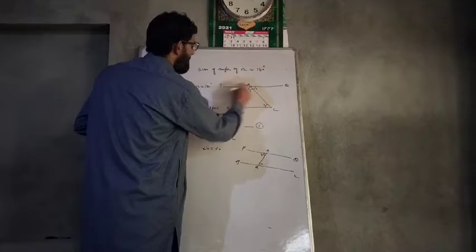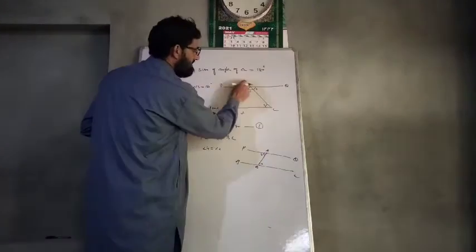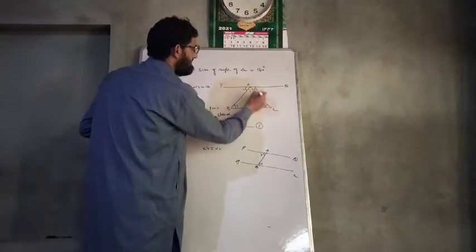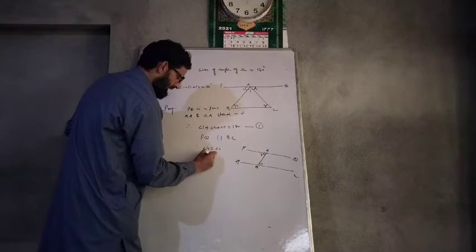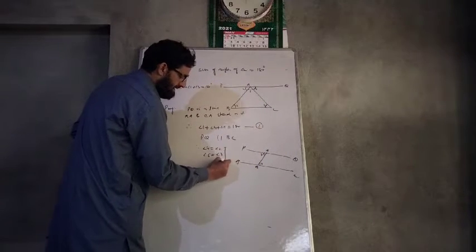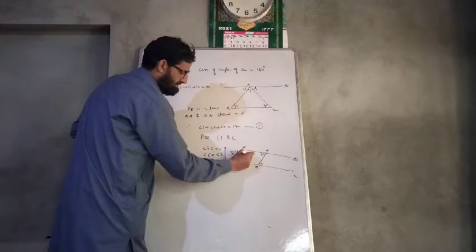Similarly, PQ is parallel to BC, and this time AC is the transversal. Angle 5 is equivalent to angle 3, and these are alternate angles.